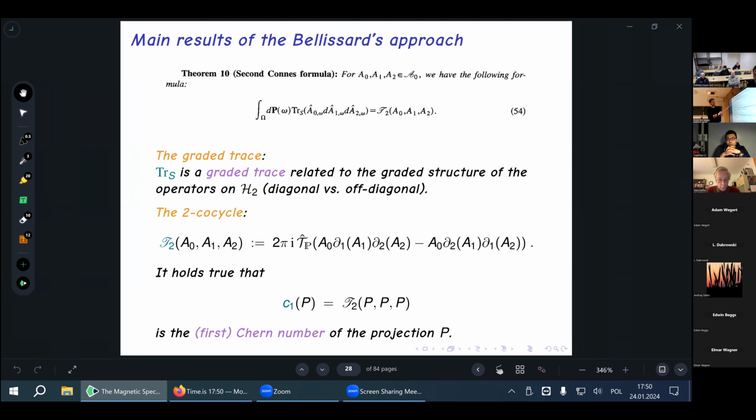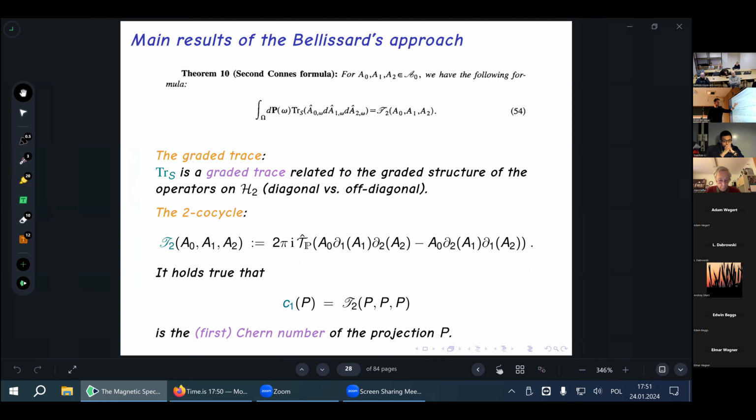These are elements of a sort of de Rham cohomology that I will show you. Okay, these are forms of order 2. And I'm tracing these with a graded trace, which takes care of the graded structure of the space in which I define my spectral triple. I compute this integral, and again, I have this equality.